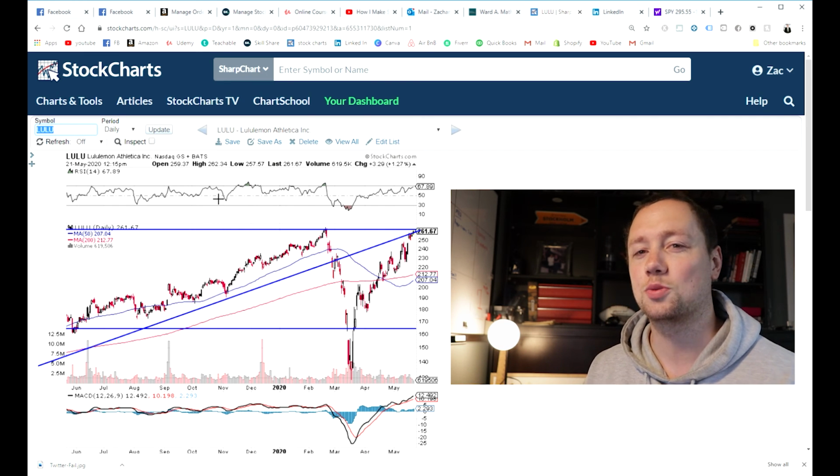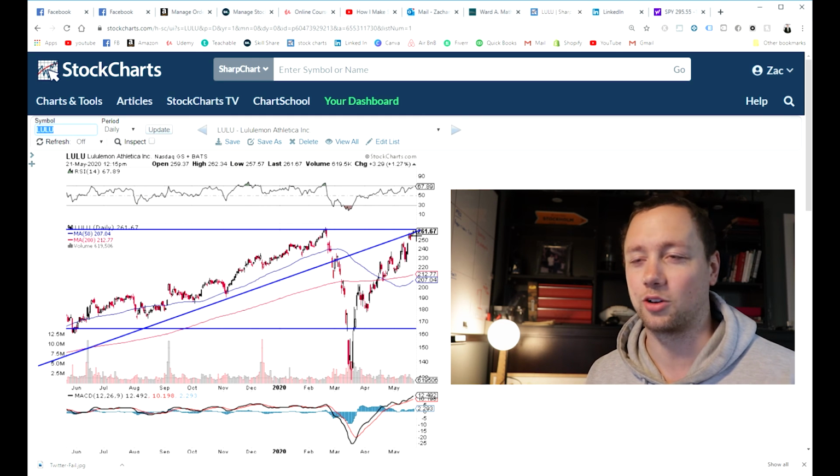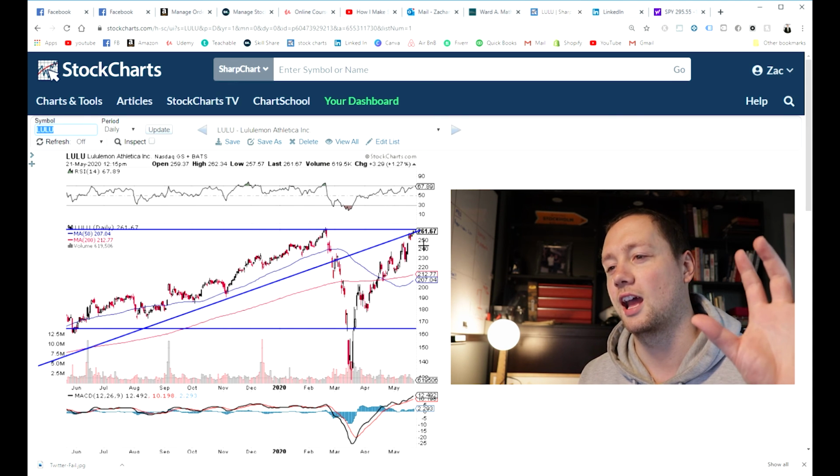I have my eye super close on all of these, and if they break through these all-time highs, I am going to be a huge buyer on all 4 of these stocks. So this is what I'm looking at, this is what I'm keeping my eye on, and this is where I want to be.